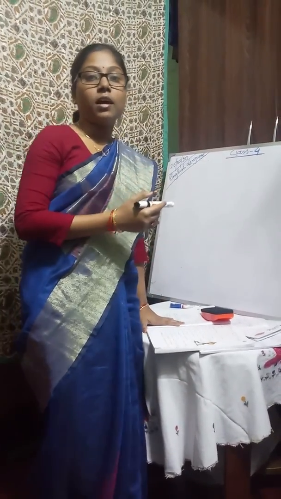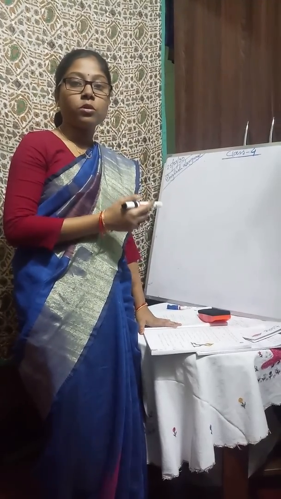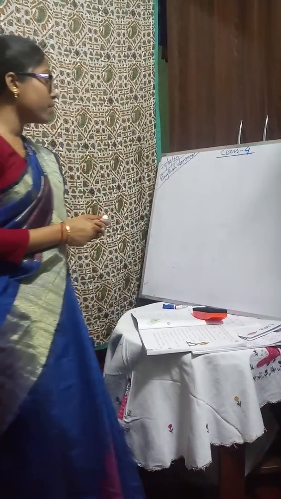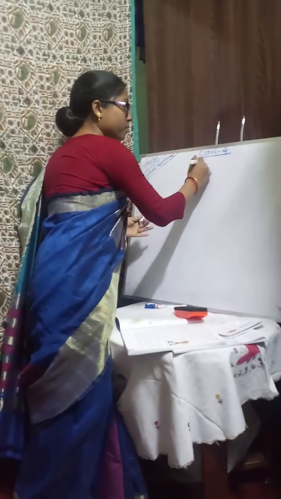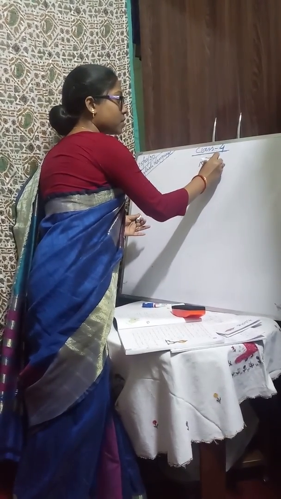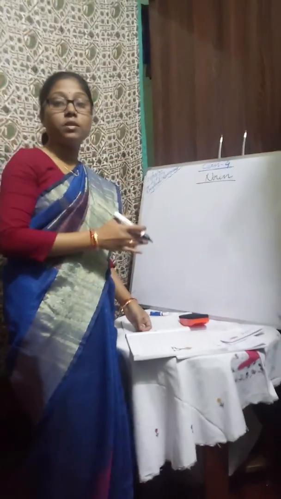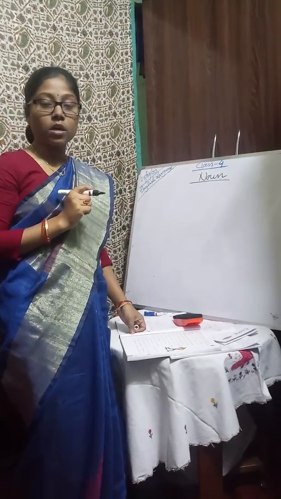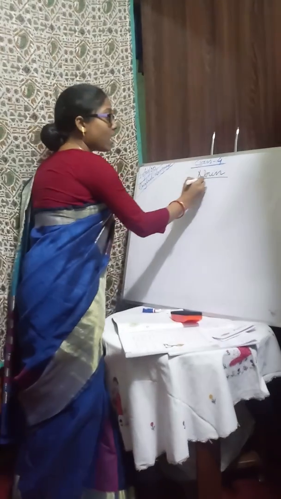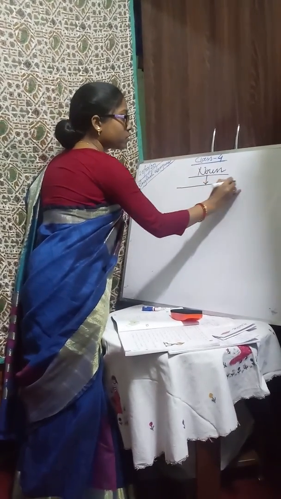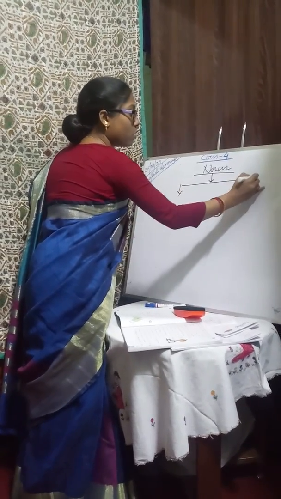In our previous class, we discussed nouns, isn't it? First, we discussed what a noun is. Then we discussed the types. And among the types, we have already discussed proper noun and common noun. Now, we'll discuss the other two types of noun. What are those? Abstract and concrete.